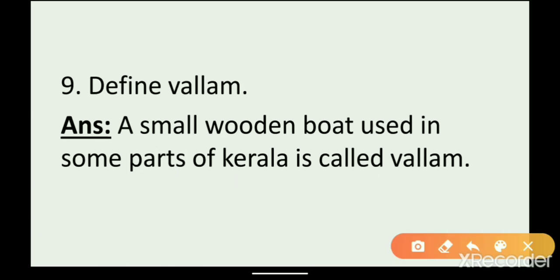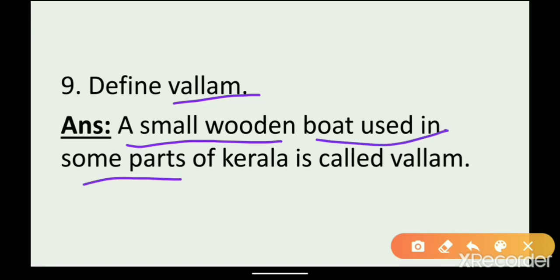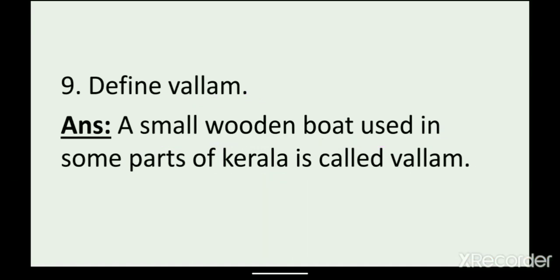Next question. Define vallam. A small wooden boat used in some parts of Kerala is called a vallam. Kerala is full of water, rivers. So there people require boats to go from one place to another. So they use a small wooden boat to go from one part to the other. It is known as vallam.